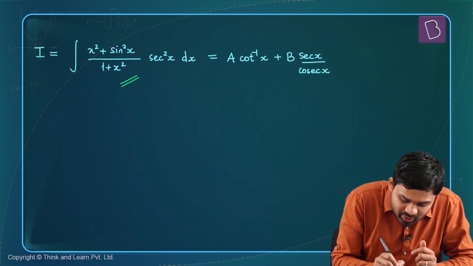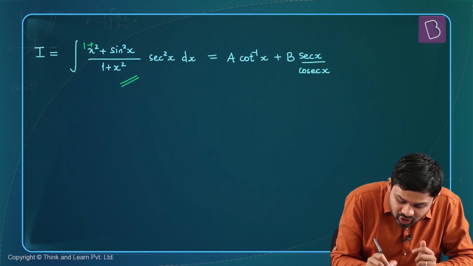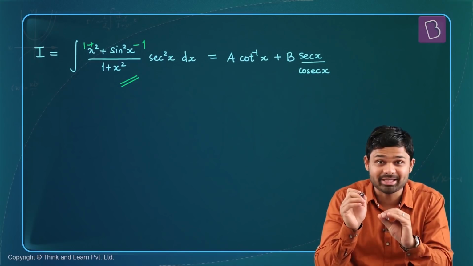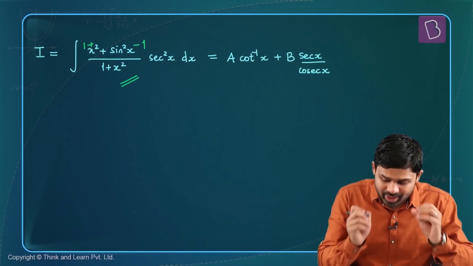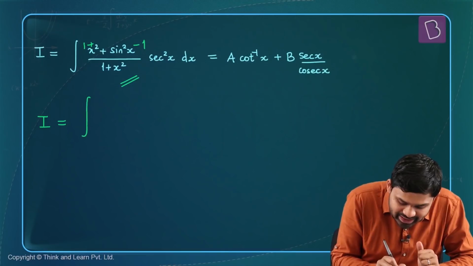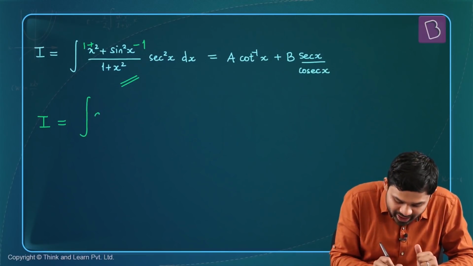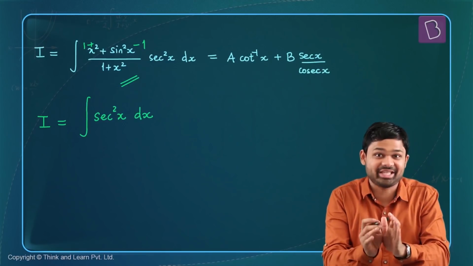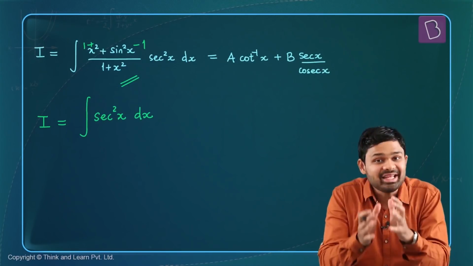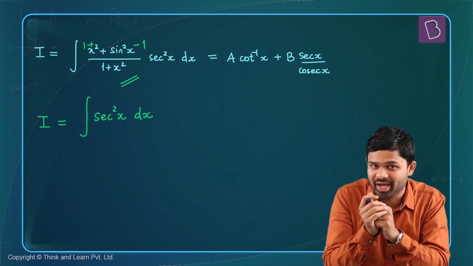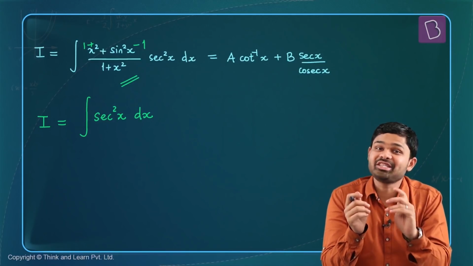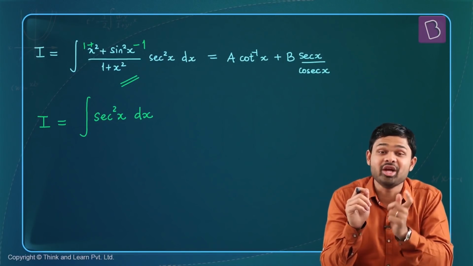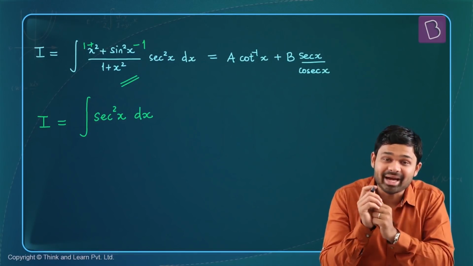So what I am going to do is I'm going to add a 1 and I'm going to subtract a 1. So now I have a 1 plus x square divided by 1 plus x square, which is nothing but 1. So my integral is going to convert to the integral of 1 times secant square x, which is secant square x dx. Now I know how to integrate secant square x, so that is the reason why I did this. And then there is sine square x minus 1. What is sine square x minus 1? Sine square x minus 1 is nothing but minus cos square x, because 1 minus sine square is cos square. So sine square x minus 1 is minus cos square x.